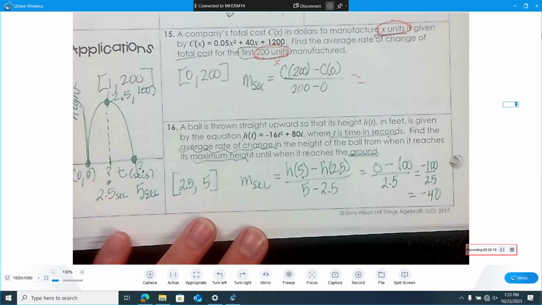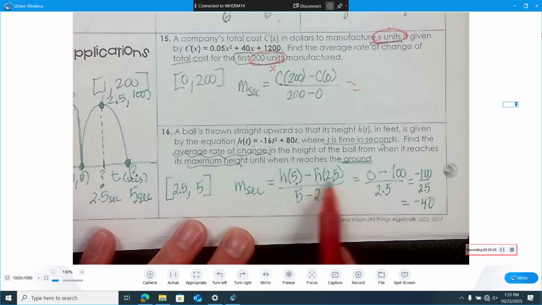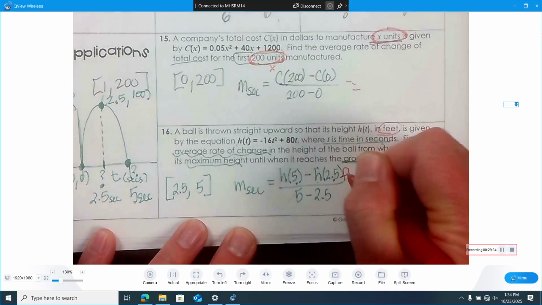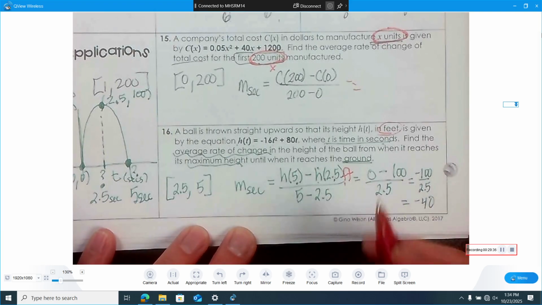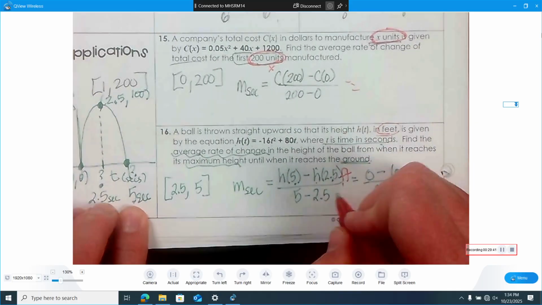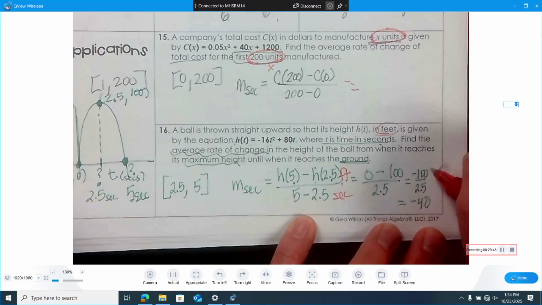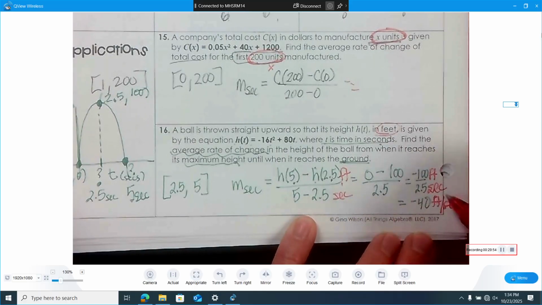Negative 40. Does anyone know what that actually is, the negative 40? This is what's really cool. Our numerator was height. What was our height unit? Feet. It was in feet, yep. So we had height on the top, that's feet. And then, what were we subtracting in the denominator? Seconds. And so if we carry those units, then this is 100 feet in 2.5 seconds, which means negative 40 feet per second. Very good.